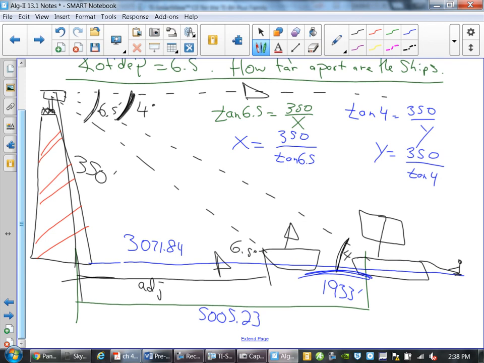That's your angle of elevation, angle of depression stuff that I know you guys have all done. It's just been a while since you've done it.